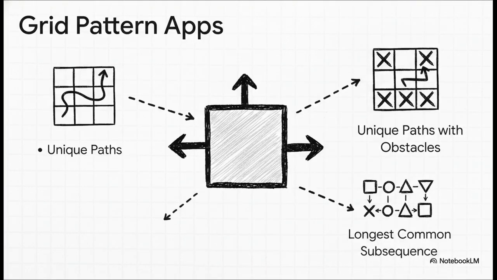And look, it's the same core idea as the staircase. The answer for any given square on the grid is just built from its neighbors. The number of ways to get to this square is just the ways you could have gotten to the square above it, plus the ways you could have gotten to the square to its left. It's the same logic, just in 2D. And this simple idea solves tons of problems, like finding paths when there are obstacles, or even something complex like finding the longest common subsequence between 2 strings.